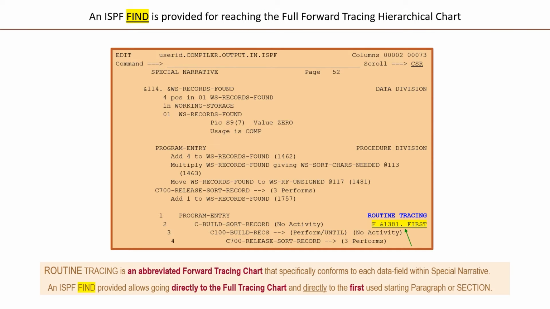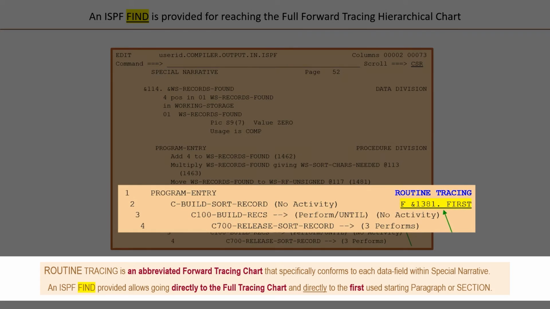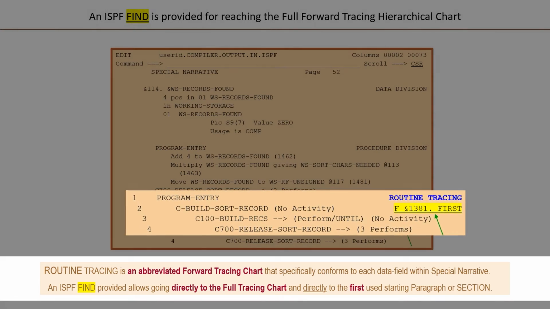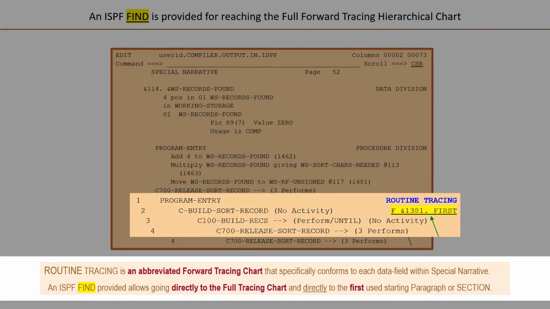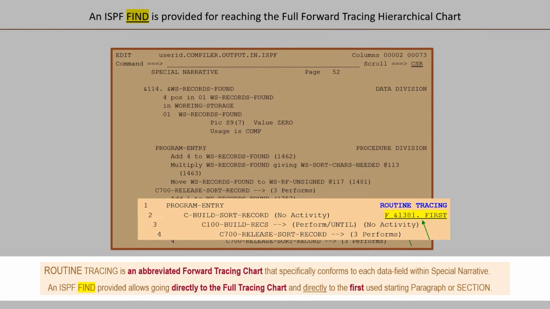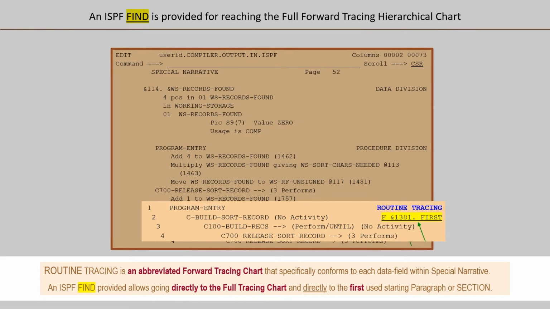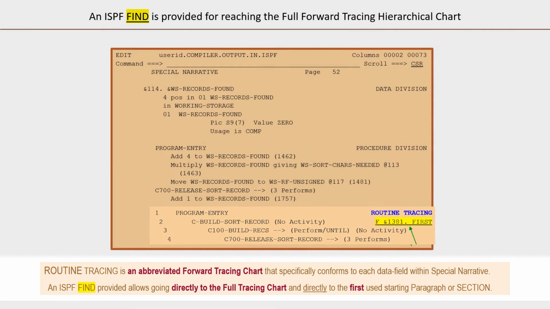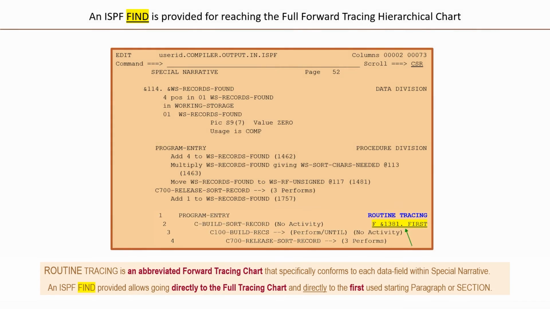An ISPF find is provided for reaching the full forward tracing hierarchical chart. Routine tracing is an abbreviated forward tracing chart that specifically conforms to each data field within Special Narrative. An ISPF find provided allows going directly to the full tracing chart and directly to the first used starting paragraph or section.